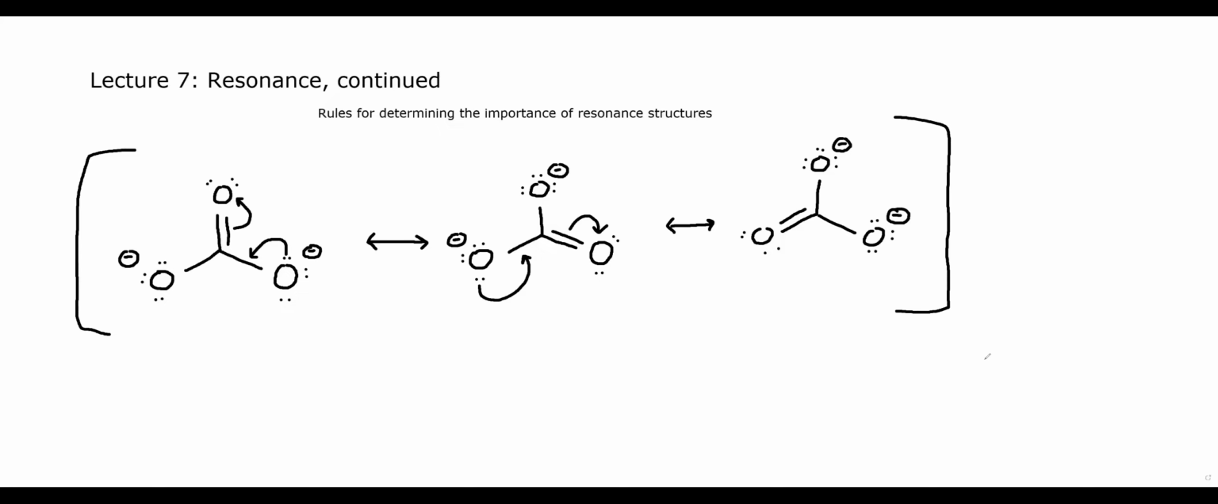Okay, so we see these three resonance structures, and we see that they look very similar. They have similar characteristics. They all have two negative charges, both on oxygens. They all have filled octets. Everything's the same. So what does that mean? It means that all of these are equal contributors. Okay, and that's rule number 4.